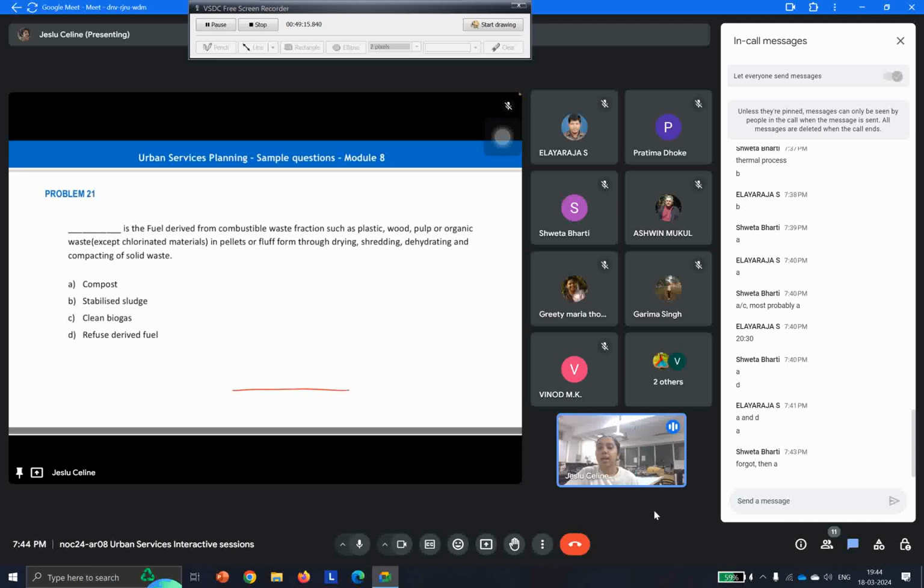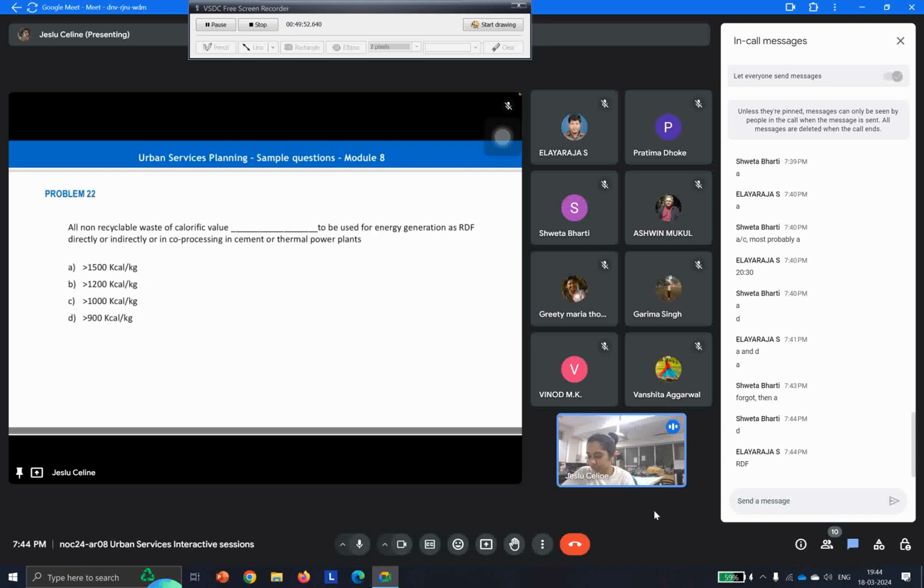Problem 21. Dash is a fuel derived from combustible waste fractions such as plastic, wood pulp, or organic waste, except chlorinated materials, in pellets or fluff form through drying, shredding, dehydrating, and compacting of solid waste. RDF, yes. So we have discussed this. We discussed RDF's definition, and that in RDF we have it in the form of pellets, which are the 3D form, and we also have the 2D forms. So RDF is the right answer for this.